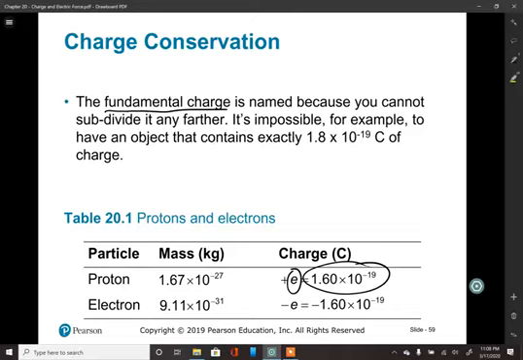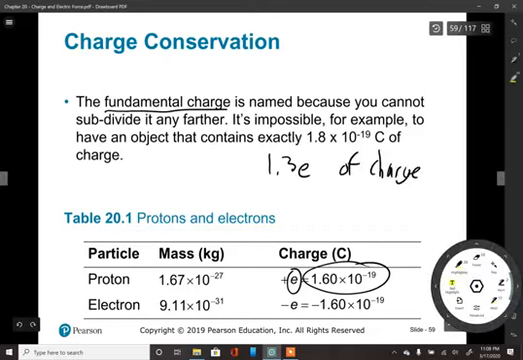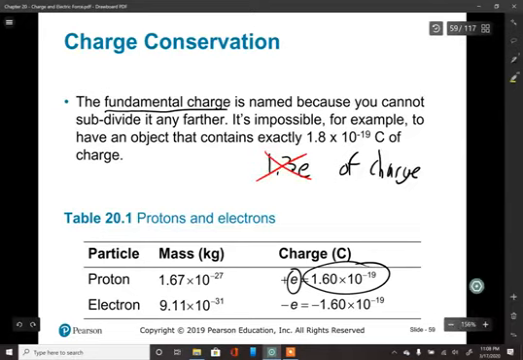So if I ever tell you that something has, say, 1.3 e of charge, you immediately can say, that's impossible. That can't be true. It has to be either 1e or 2e. No fractions. You can't have fractions of that fundamental charge.